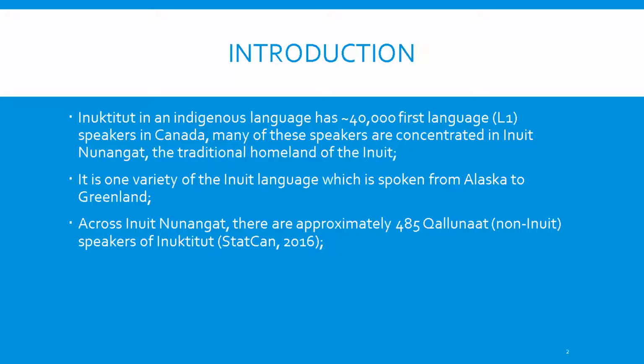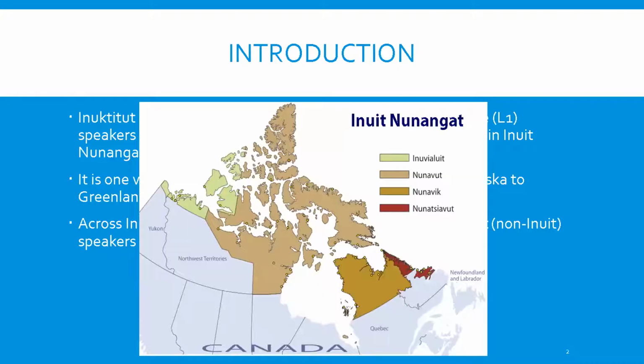But across this region, there's only 485 Kaunat speakers of Inuktitut. And just to give you a sense of where we're looking at, this is the Canadian Arctic. And this is the whole region of Inuit Nunangat. So it's the Canadian Arctic archipelago, as well as a lot of the shoreline of northern Canada.